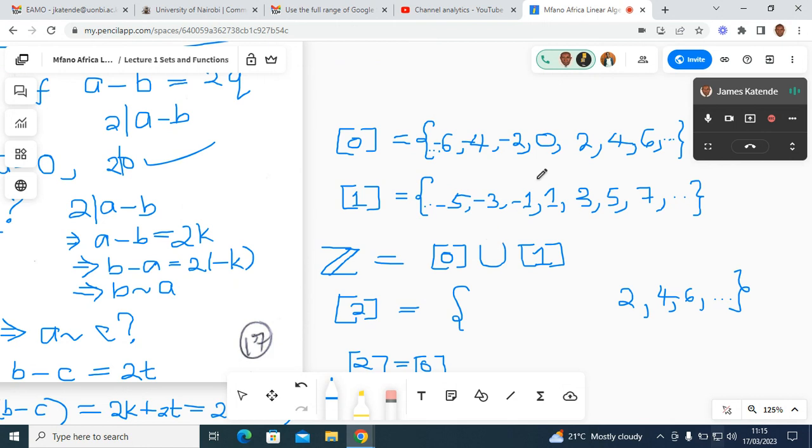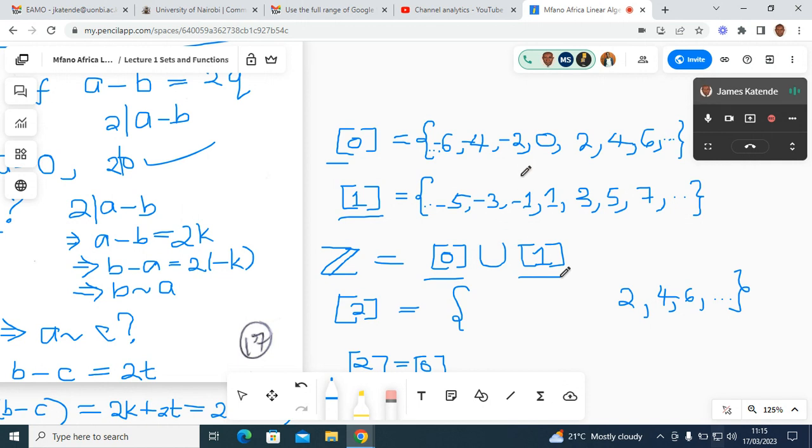So I just need to pick one representative from here, and if I get the equivalence class of that one representative, I will get the same equivalence class as that of 0. I can do the same for 1. If I pick any number in here and try to get the equivalence class of that number, it turns out to be the same as the equivalence class of 1. So if I pick 0 and 1 as my representatives, I get a disjoint union of these two equivalence classes.